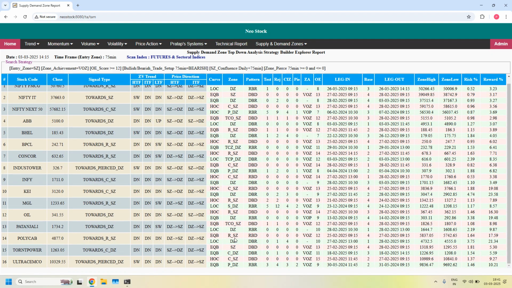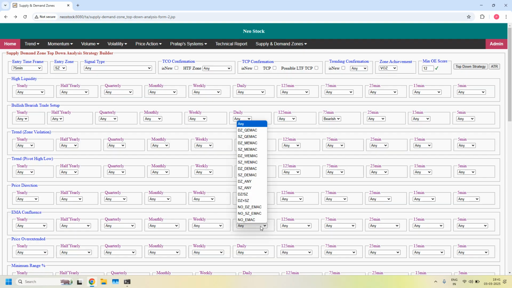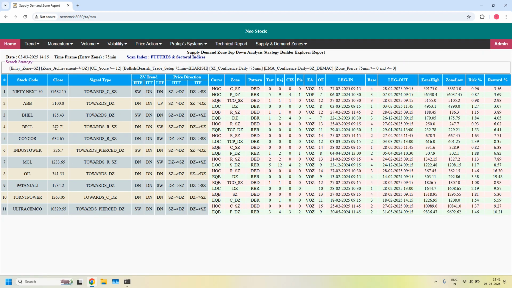In these 16 stocks, how many of these daily supply zones have daily EMA confluence? We should verify, because these 75-minute supply zones are overlapped with daily supply zones. So in the EMA confluence at the daily time frame, I am filtering whether the daily supply zone has daily EMA confluence or not. With this filter, we got 11 stocks. In these 11 stocks, the daily supply zones have daily EMA confluence, and these 75-minute supply zones are overlapped with the daily supply zone having daily EMA confluence. That way, these are the high probability trade setup supported 75-minute supply zones.